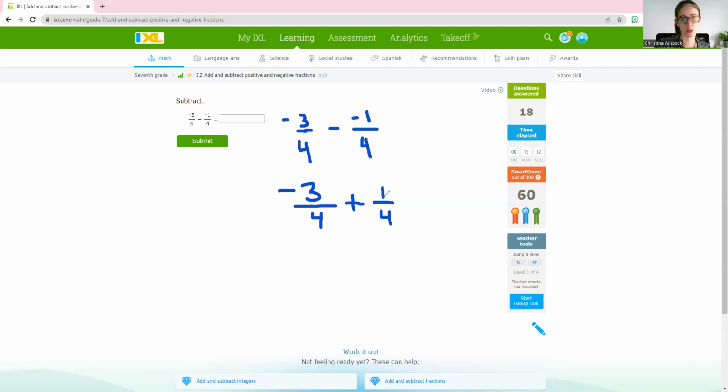Whenever your numbers have opposite signs, a -3, a +1, remember to technically subtract, giving us 2, and you keep the sign of the heavier number. The 3 is heavier than 1, giving us a -2/4, otherwise known as a -1/2.